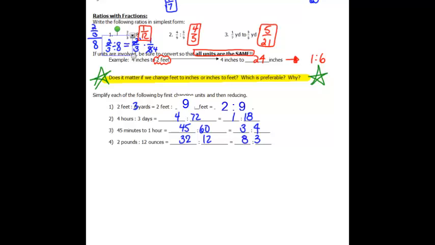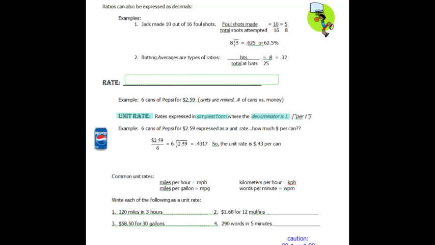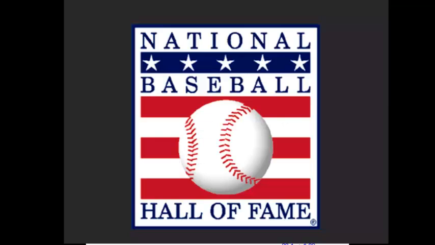Now we can also express ratios as decimals, and you see that typically in sports. Jack made 10 out of 16 foul shots. That could be expressed as 5 to 8, or he made .625 or 62.5% of his shots. Batting averages also are types of ratios: hits to total at bats. And if you had this, 8 over 25, you would be in the Hall of Fame.